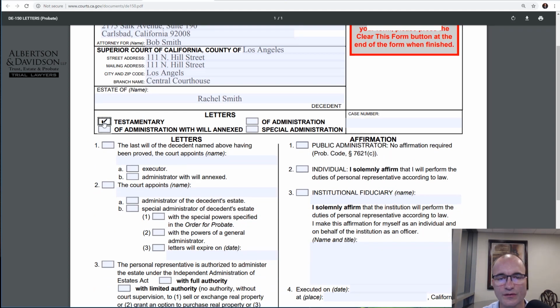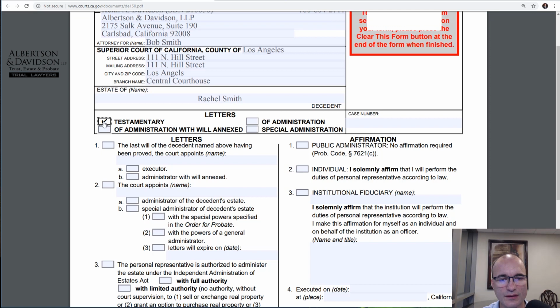And then we're going to say the type of letters we want. We either want letters testamentary, letters of administration with will annexed, letters of administration, or letters of special administration. And it just depends on whether or not we have a will. Testamentary means we have a will, and the person who is going to be given these letters is named in the will to act as executor. Or the person who is given these letters is not named in the will, but there is a will, but they're still going to manage the will even though they're not named in there as the executor. And if there's no will, it's just going to be letters of administration. So we're going for letters testamentary, meaning there's a will and Bob Smith was mentioned in the will.